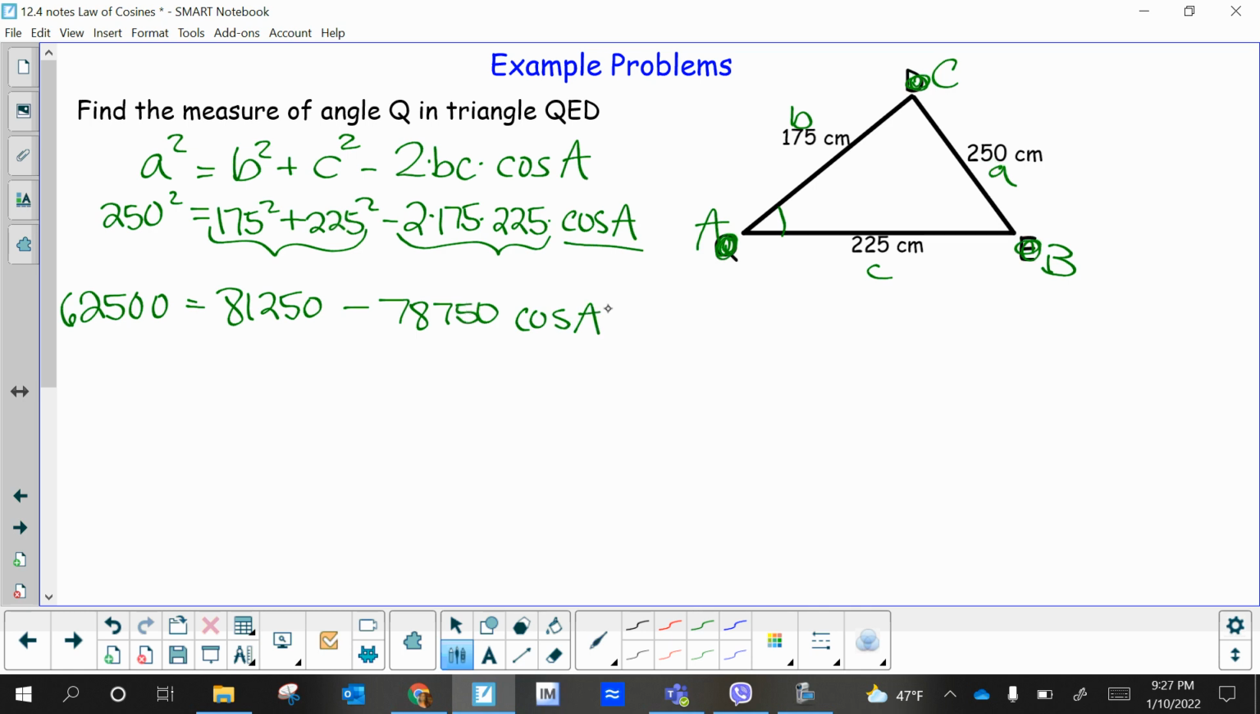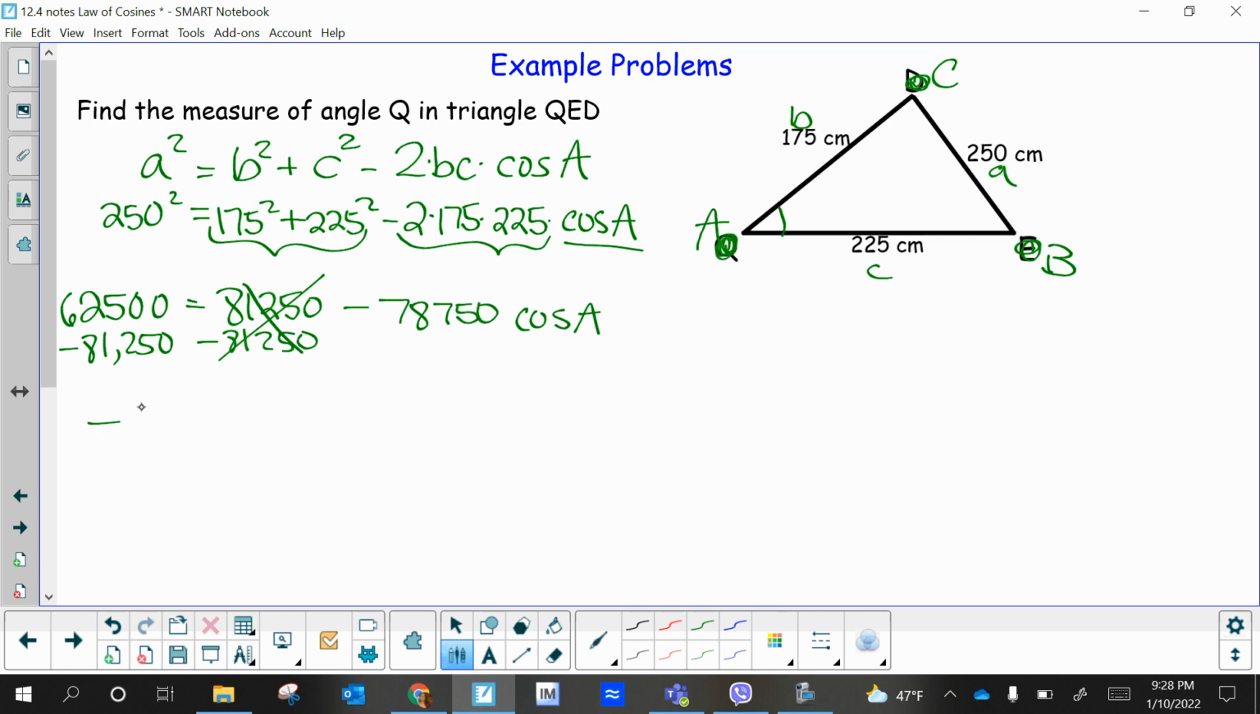Times cosine of a. Okay, so now it looks a little bit simpler. So we're getting a step closer. We're going to solve for this. So I want to subtract this from both sides because that's what we should do for algebra to start to get that by itself. So minus 81,250. So let me punch that in my calculator.